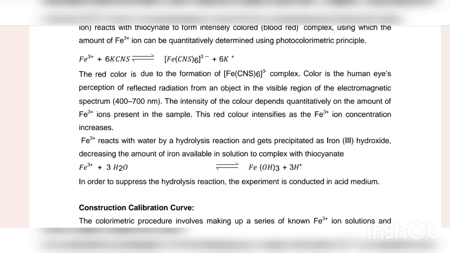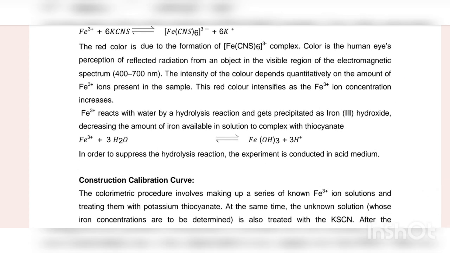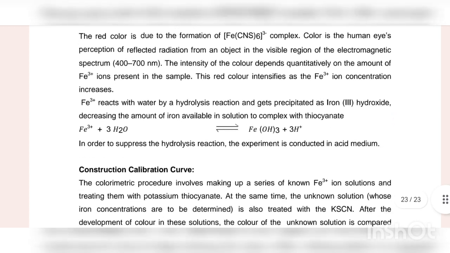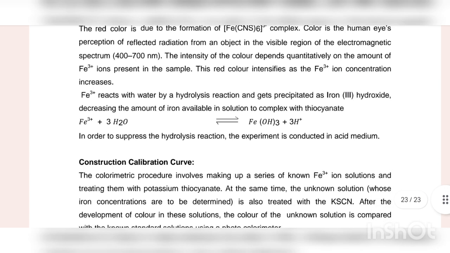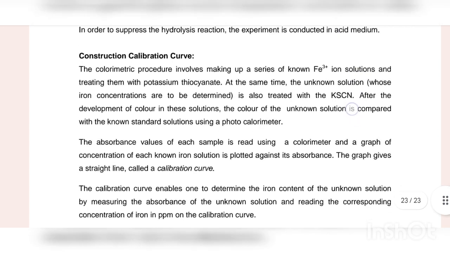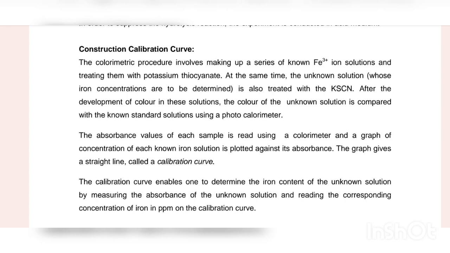So if the concentration increases, the absorption of light by that solution also increases. In addition to the potassium thiocyanate, we need to add HCl also in order to prevent hydrolysis. Then you need to construct a calibration curve to determine the unknown concentration. For the calibration curve, first we have to prepare different standard solutions, then measure the absorbance of each standard solution and plot the absorbance against the concentration.